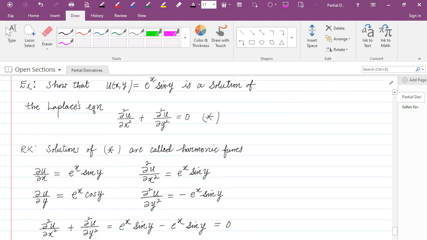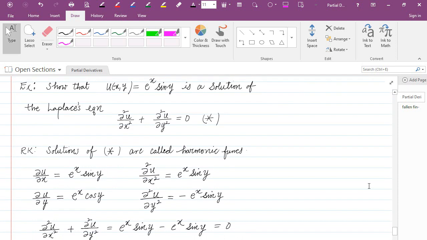Okay, what's the partial derivative of e to the x sine y with respect to y? Well, with respect to y, e to the x is a fixed constant, so we get e to the x multiplied by the derivative of sine y with respect to y, which would be cosine y. Now we take the derivative of this with respect to y again, and then we get e to the x times the derivative of cosine y, which is negative sine y. So this is what we get.